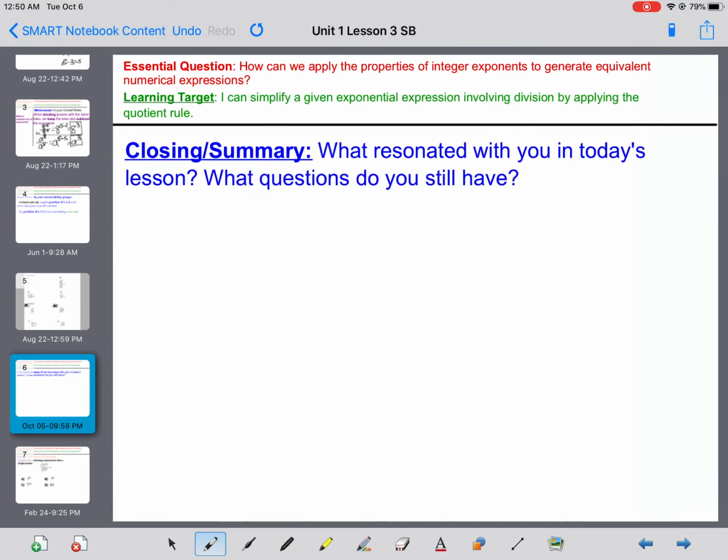Closing/summary, what has resonated with you in today's lesson? What questions do you still have? And then I guess another thing that you can include in your closing/summary, if you feel as though you're stuck, you can relate it back to the product rule. So how does the quotient rule differ from the product rule? That's a great question for you to answer if you would like to include that in your closing/summary.